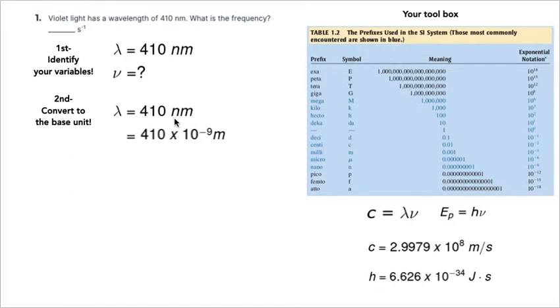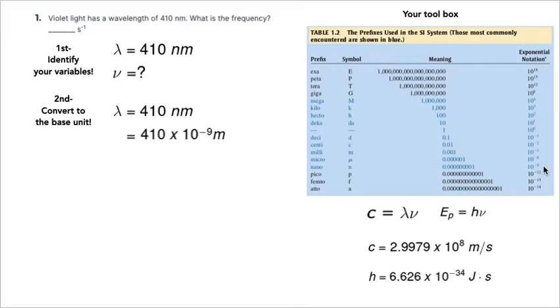Nano means something very specific, and this is part of your toolbox right here. If we look right here, nano, lowercase n, of course means 0.000000001. Now, that is not convenient to work with, so we will always use scientific notation when we can. And so that is 10 to the negative ninth.